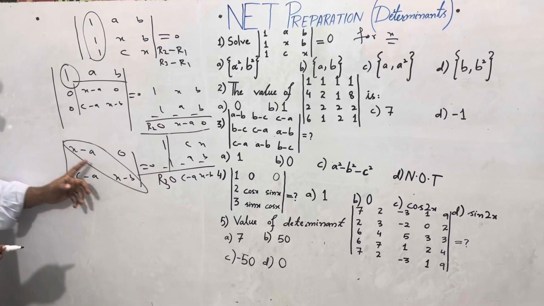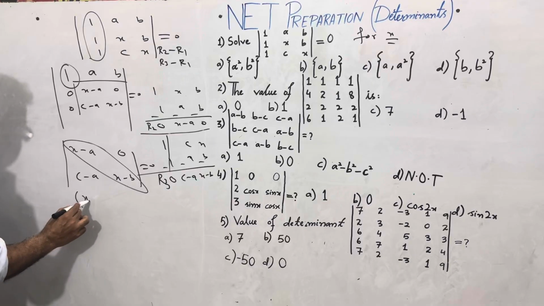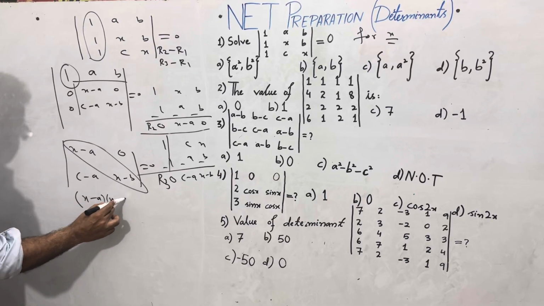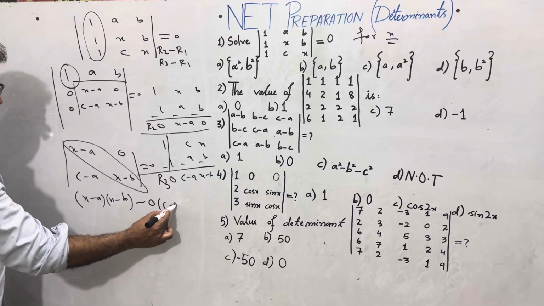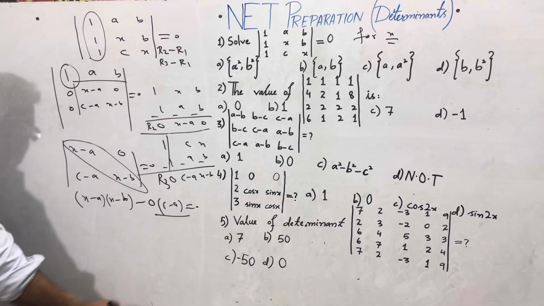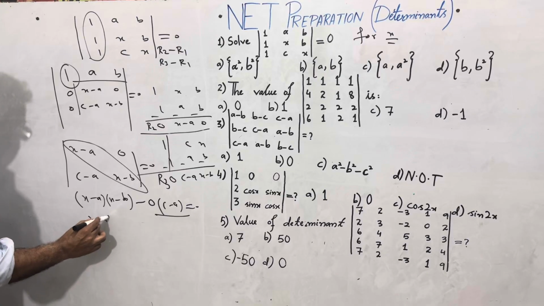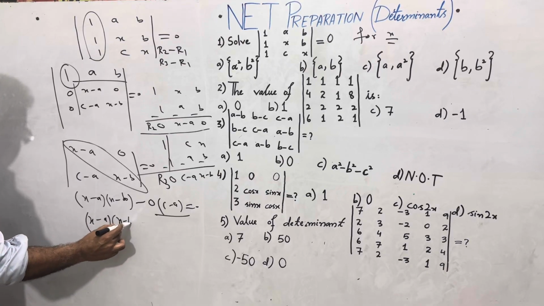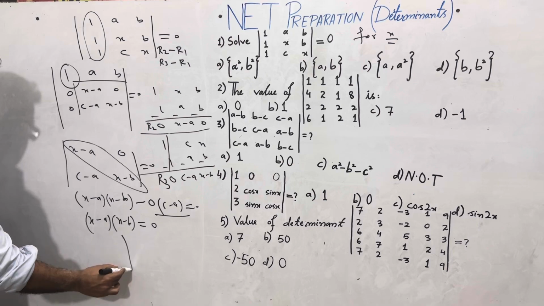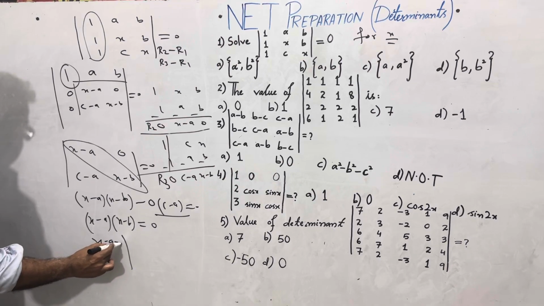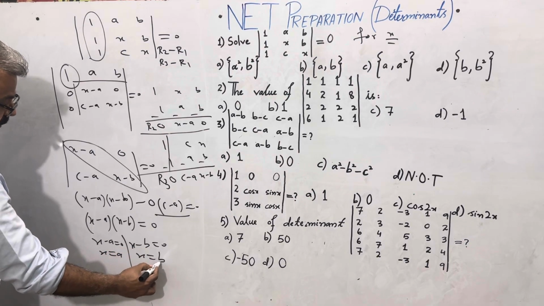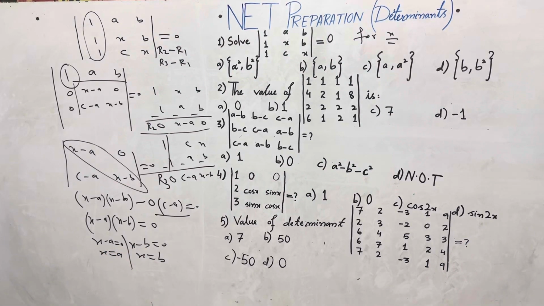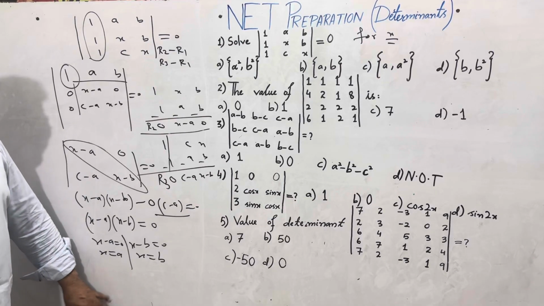Expand this determinant: x minus a times x minus b, minus 0 times c minus a, is equal to 0. We are left with two brackets, x minus a times x minus b. From the first, either x minus a is equal to 0, so x is equal to a, and from x minus b is equal to 0, we have x is equal to b. So the values of x are a and b.